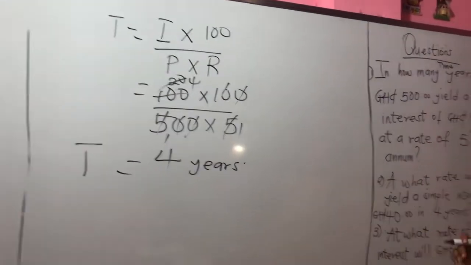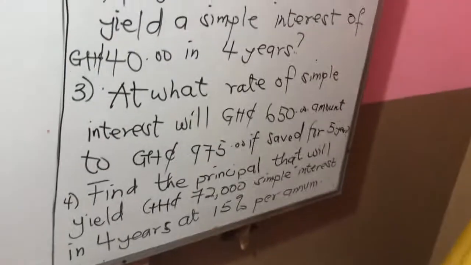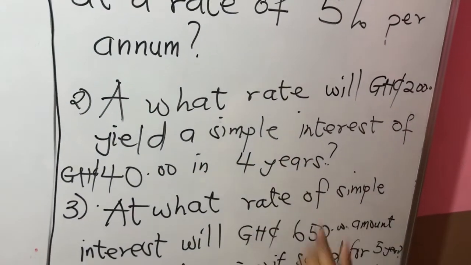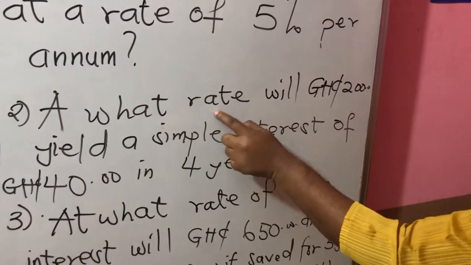Now let's take the second question. Don't forget to write there. If it's in time, don't forget to write your years. Now let's take the second question. At what rate? Do you see? Rate is going to start the equation.